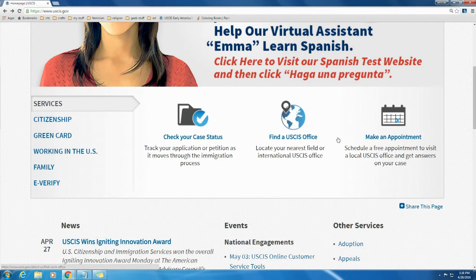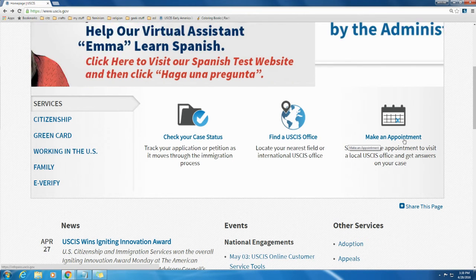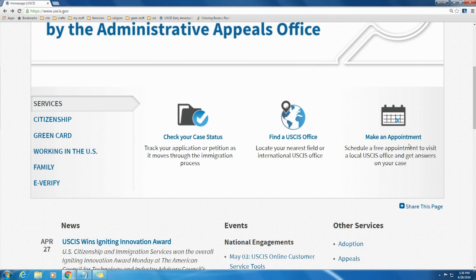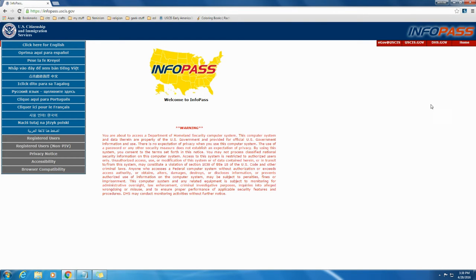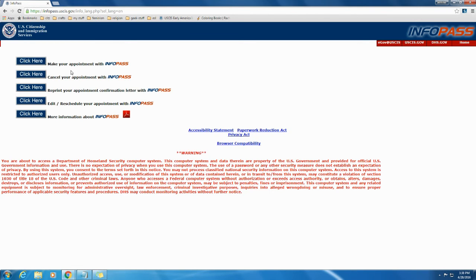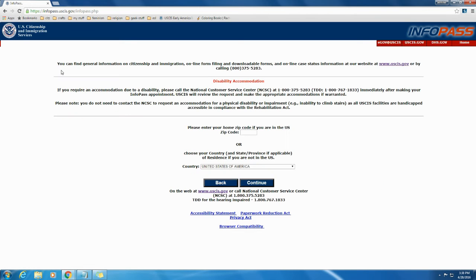Next, you can take a look at finding your local USCIS office. If you have any questions that you need to talk to a USCIS officer about, perhaps a question about a form, you can make an appointment with InfoPass. What is InfoPass? It gives you 15 minutes with a USCIS officer. I'm going to click English, but the instructions are available in many different languages. They're asking here if you want to make your appointment. I'm going to say yes.